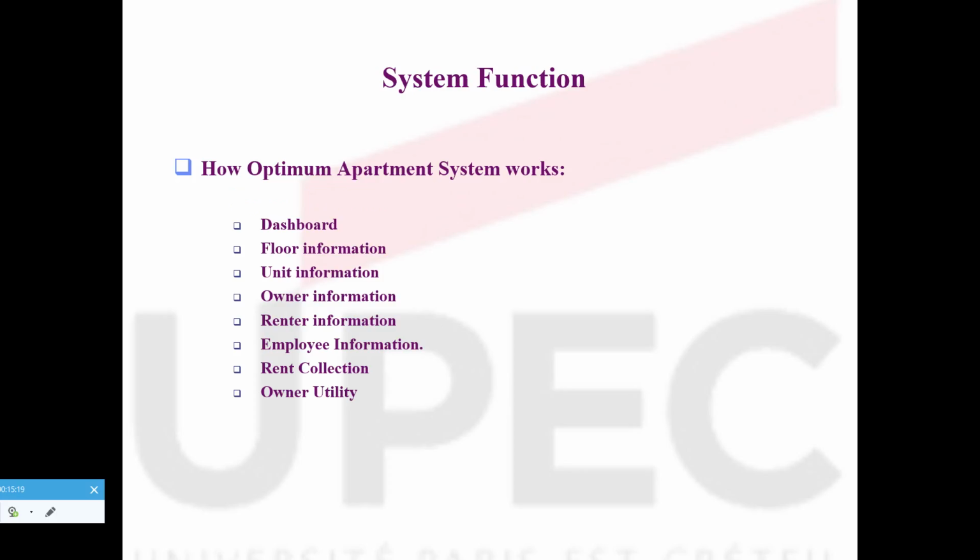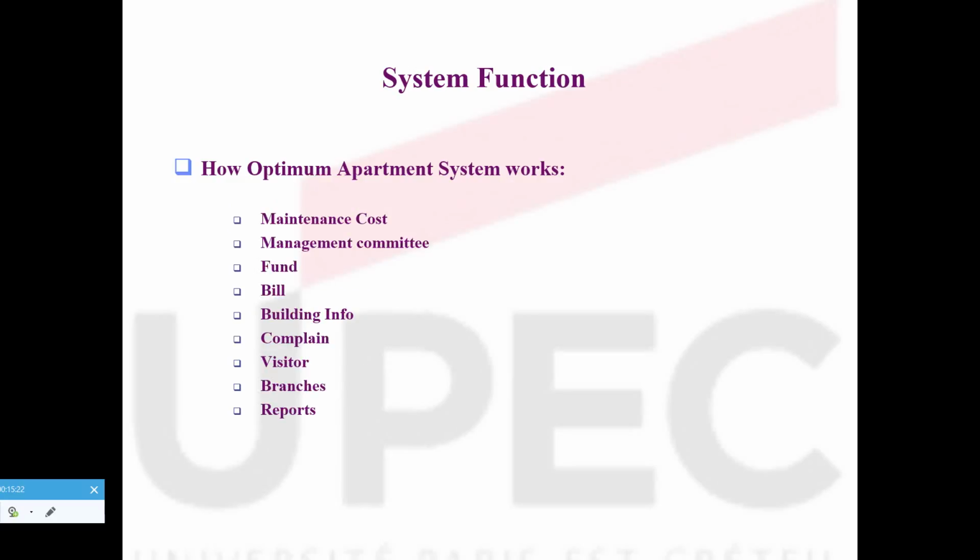So going to the next slide, the system function, the most important one. So system function, how the Optimum apartment system works, the project. Optimum apartment system website operates in Pakistan, and it's an online building management system developed for managing building related work such as total rent, total units, total employees, floors, the maintenance, and it also generates reports and much more upgradable features we can upgrade. Optimum apartment system is very easy to use and very user friendly.